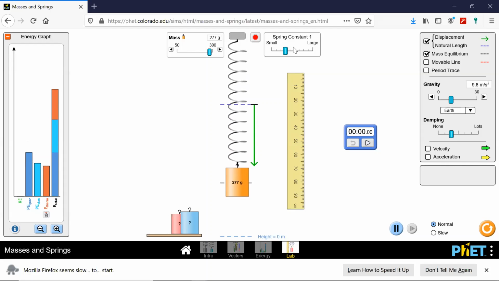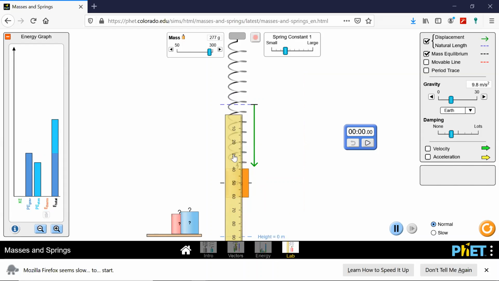Now the mass page. Stop. You have to stop the oscillations. The extension, you measure the extension. Okay. With the ruler, here to here. What does it look like to you? The extension. So again, you have to go from the equilibrium position of the spring to the equilibrium position of the mass, which is at the hook.